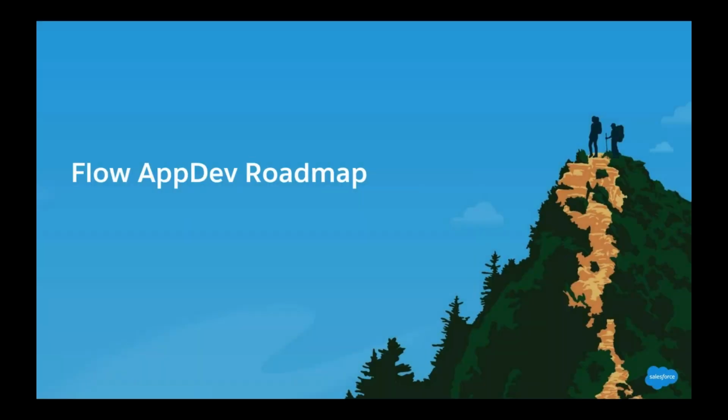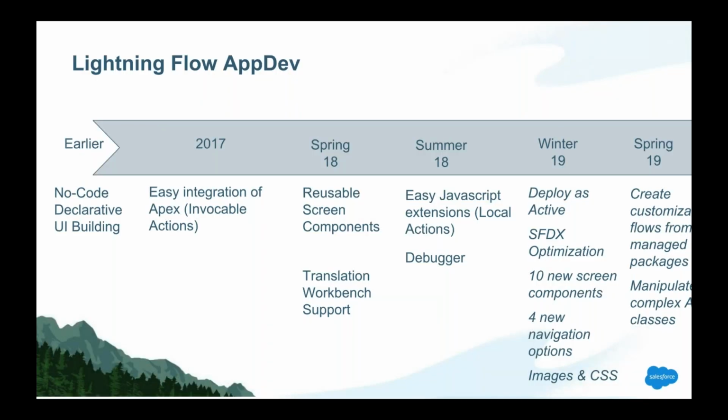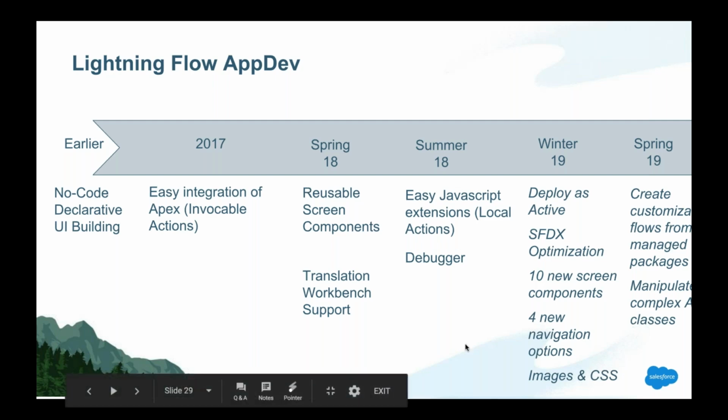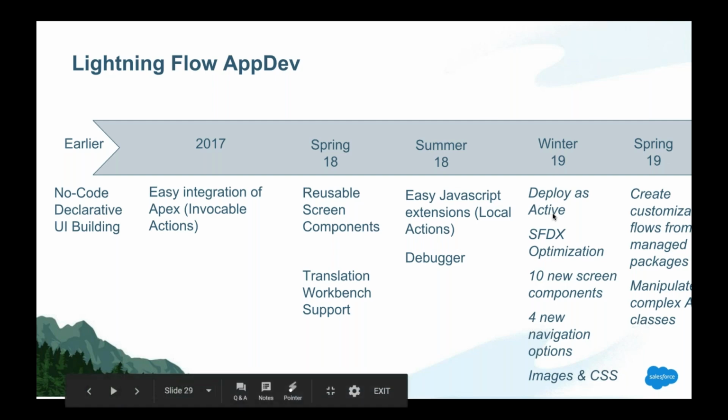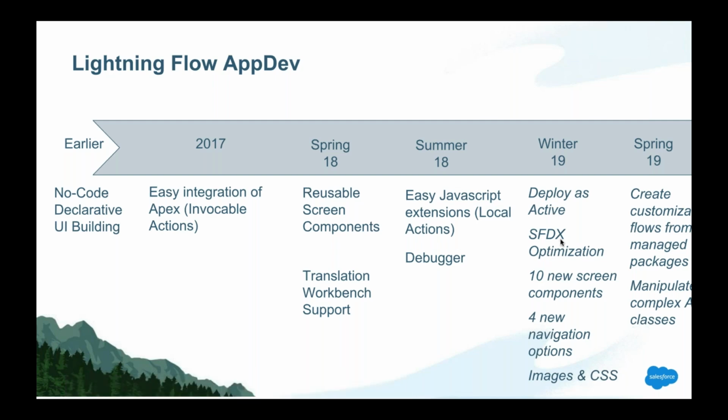Let's briefly talk about roadmap. I started out the presentation by talking about how we're really committed to AppDev. We've got a lot of stuff coming up in 2018 to fulfill that. We're working on deploy as active. This is part and related to SFDX optimization. If you haven't started playing with SFDX, go do that Trailhead.